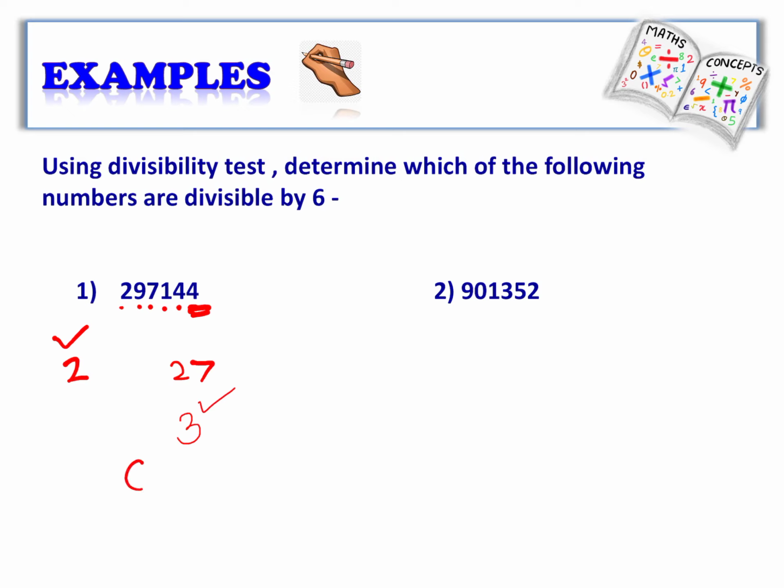Okay, next example is 901352. It is divisible by 2 because it is an even number. Let's check if it is divisible by 3. We will add all the digits. 9 plus 0 is 9, plus 1 10, plus 3 13, plus 5 18, plus 2 20. But 20 is not multiple of 3, and that's why we can say that given number is not divisible by 6, because number has to be divisible by 2 and 3.